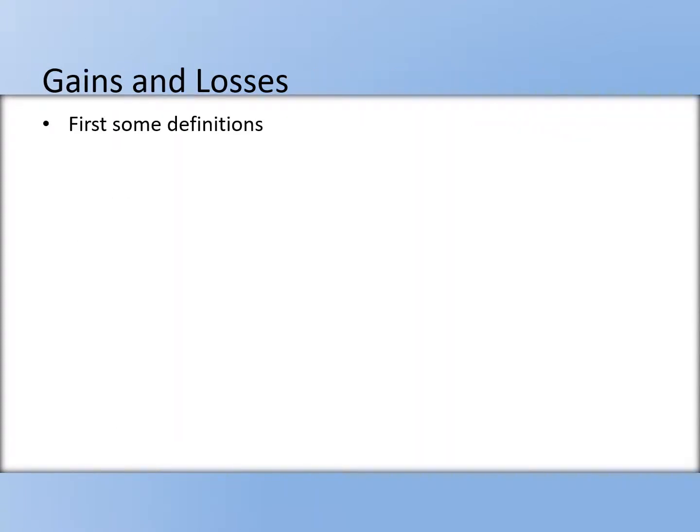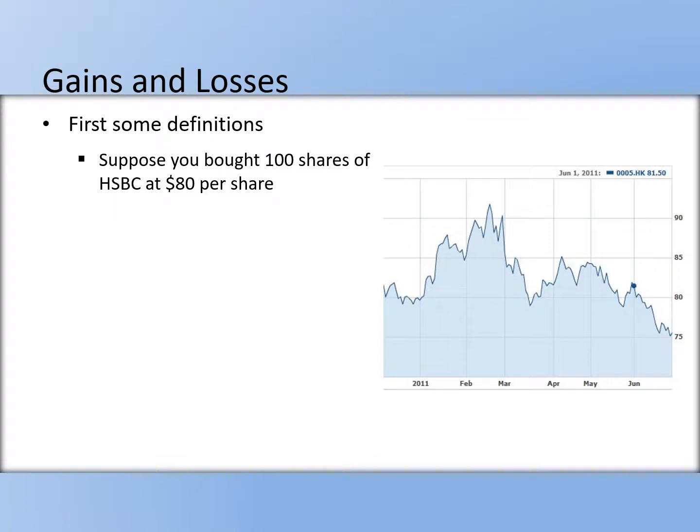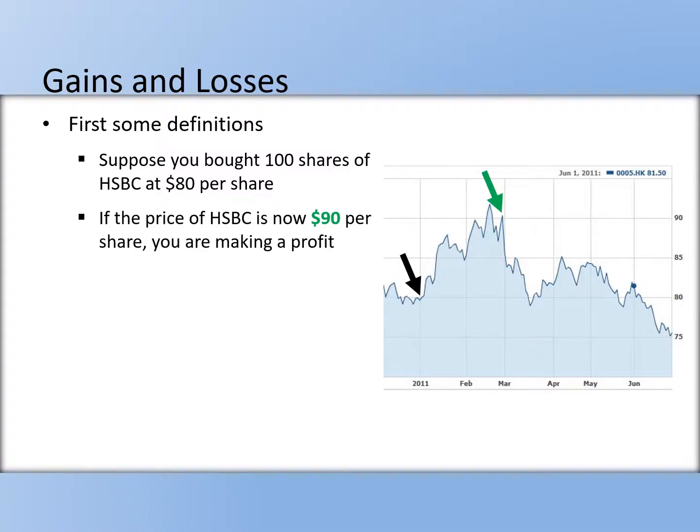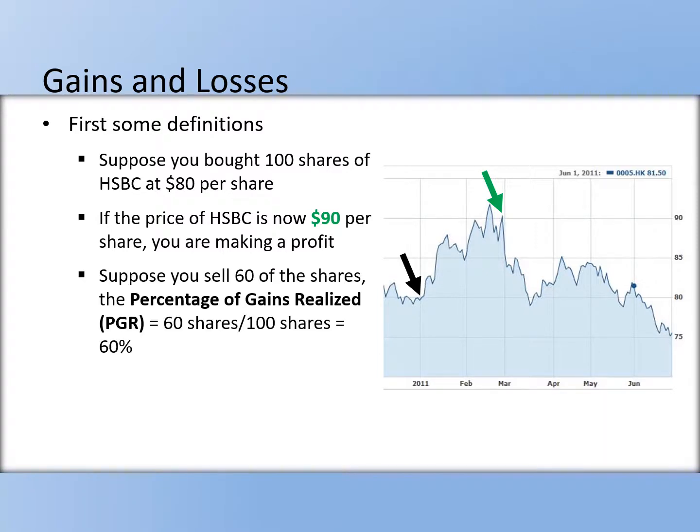Right, so we're going to first go through some definitions. Now, suppose you bought 100 shares of HSBC at $80 per share, that's here, right? Now, if HSBC is now $90 per share, you are making a profit, right? So let's just say you buy 100 shares and you sell 60 shares. Then the percentage of gain realized is 60%.